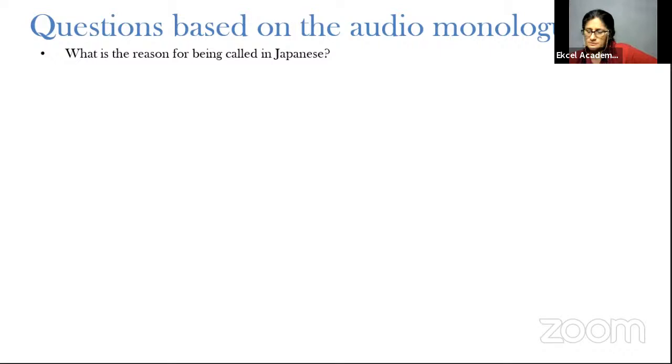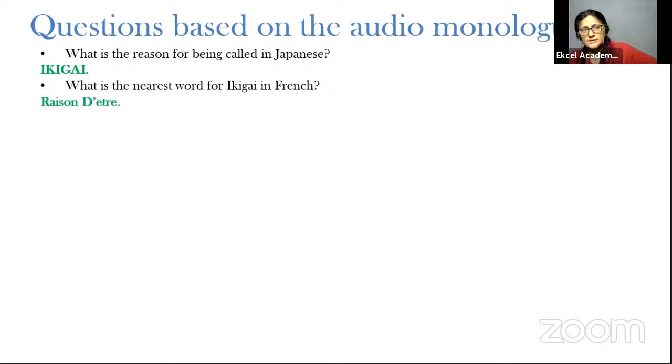What is the reason for being called in Japanese? I'm sure everyone has got the answer. Yes, ikigai. We'll go to the next question. What's the nearest word for ikigai in French? Some of you would have heard, some of you would know. Some of you heard me reading, but you couldn't follow the pronunciation. Raison d'etre.